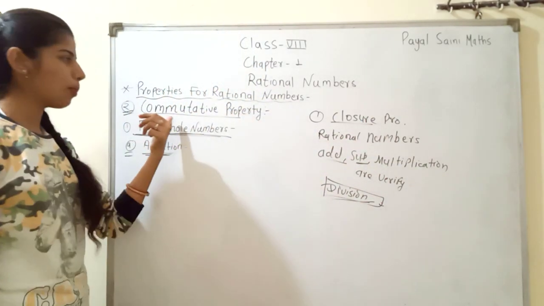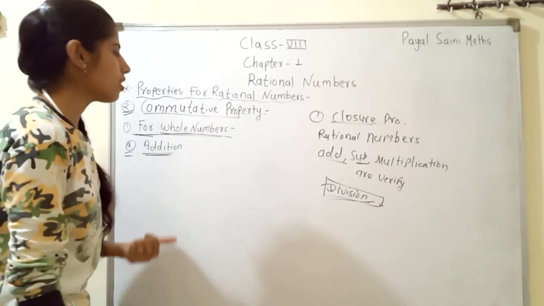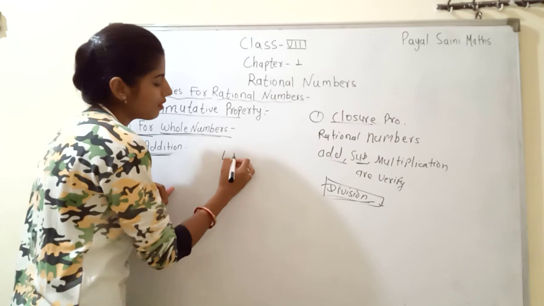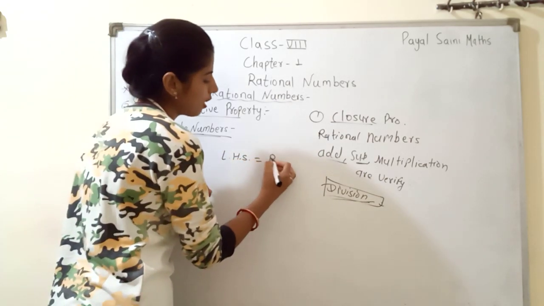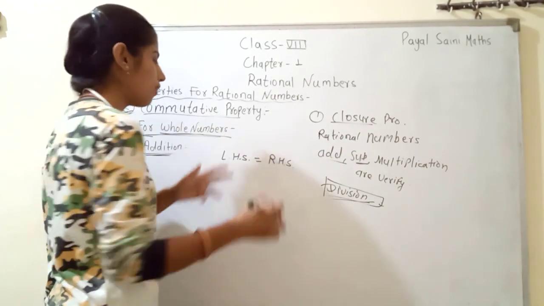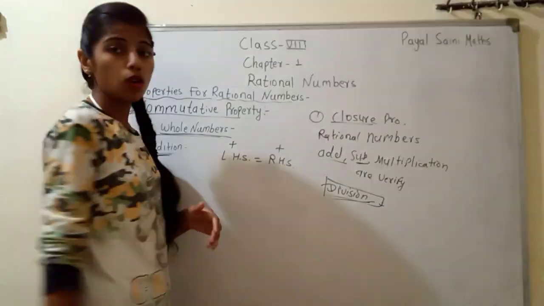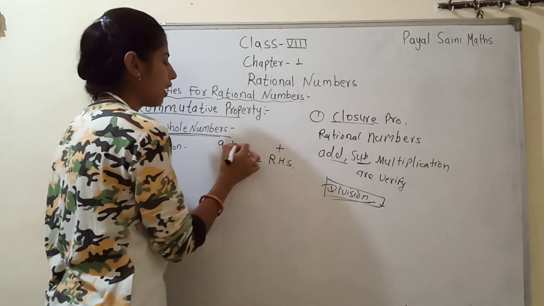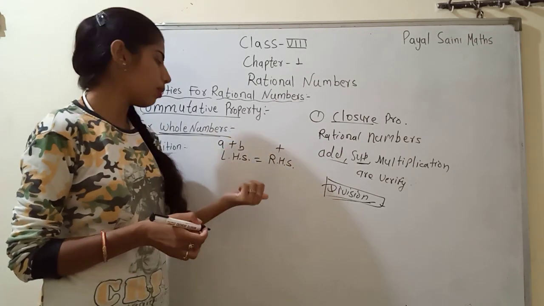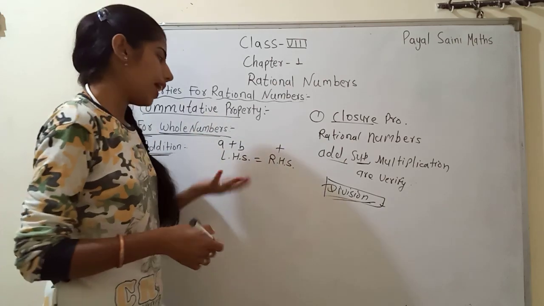Now today our topic is the commutative property. What is the meaning of commutative property? The commutative property says you do the same operation on the left side and the right side. If you do plus here, then here is also plus. And if I write a and b here, they can be whole numbers, integers, rational numbers, or any other numbers.